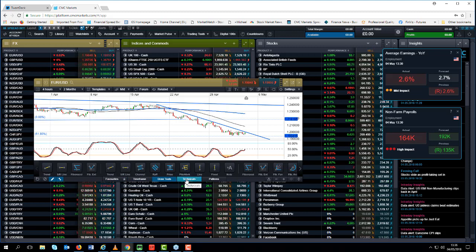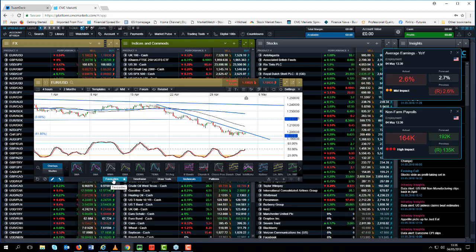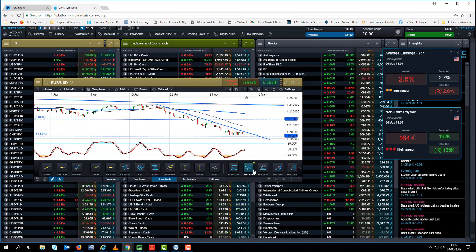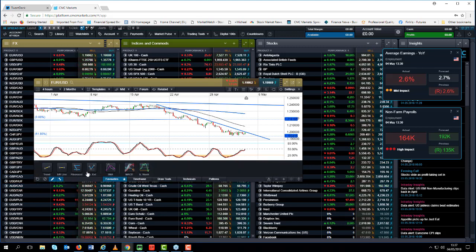One of the good things about the new HTML5 platform is something called favorites. And that's this tab here. These are the things that I use the most. So rather than going into each tab and basically selecting the one that I want on a regular basis, all I need to do is go to Fibonacci, hit the star button there. And what it then does is it then gets displayed in the draw tools function there.